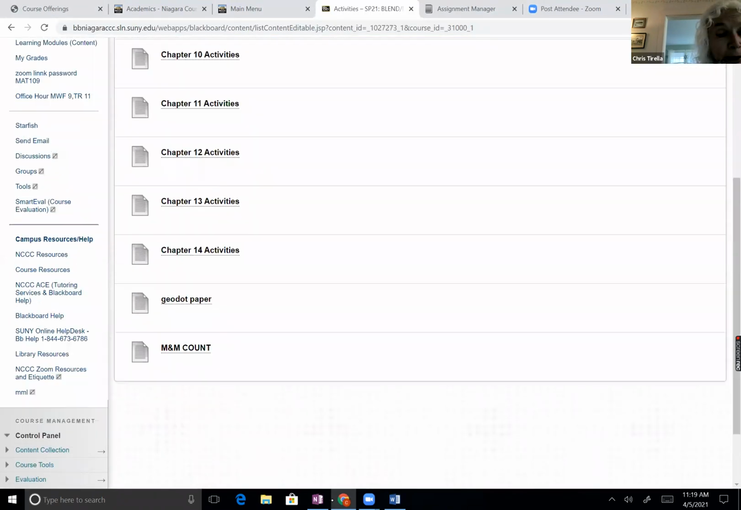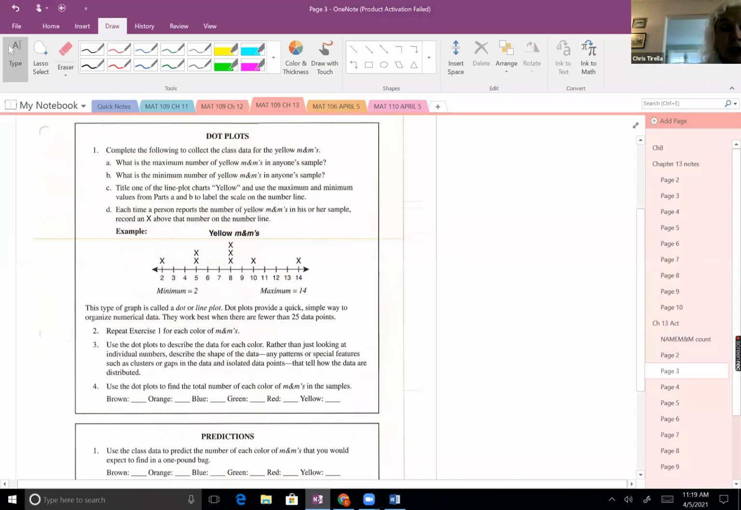I don't have that uploaded. I will upload that before the end of the day today. I apologize. I could have sworn I uploaded it. It's a sheet of paper with a whole bunch of number lines that look like this on it. And you're supposed to, for each color, make a dot plot.